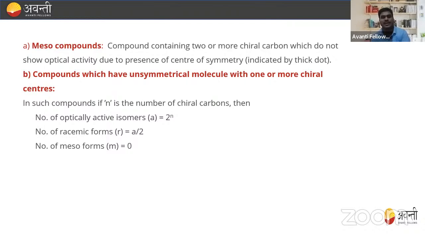In such a compound, if n is the number of chiral carbons, how will you find the number of optically active isomers? We can find it as 2 raised to the power n. So if n is equal to 2, its value is 4. If n is equal to 1, then its value is 2 only. Now, the number of racemic forms, R, is equal to A by 2, and the number of meso forms is equal to 0 only.